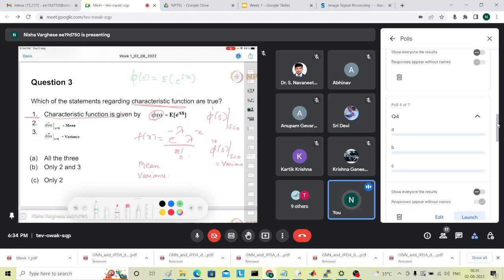Then the next statement is phi dash of s at s equal to 0 is the mean. That is true. Then the third one is, if you find the second derivative and set s equal to 0 there, you'll get the variance. So this is wrong. You'll get the second moment only. For variance, you have to find the second moment minus the mean square.